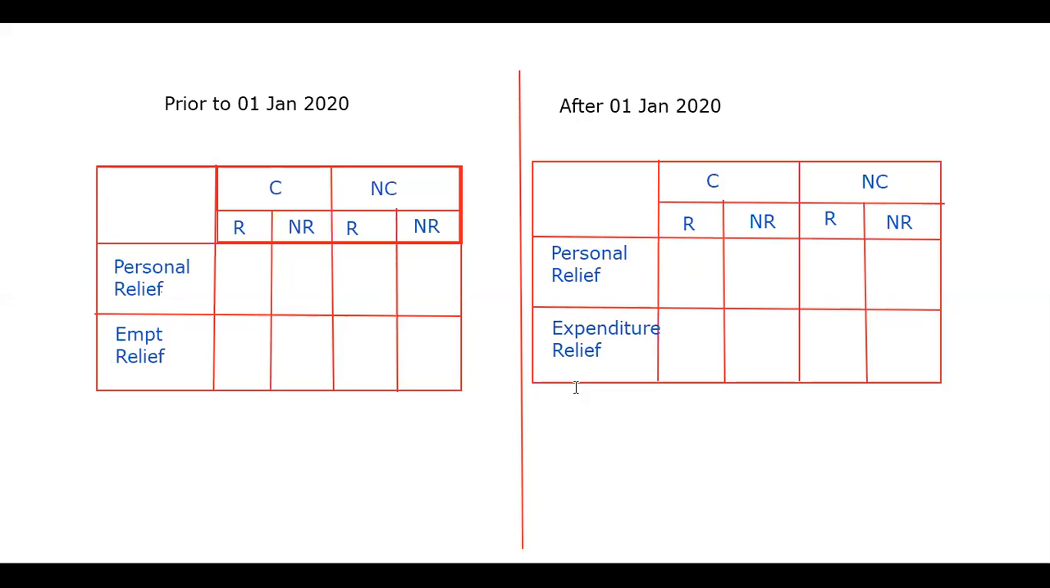Expenditure relief. Right. Then I need a favor from you. What is the amount we allocated for personal relief during this period? During this period, what is the amount? Only one student is replying to me.